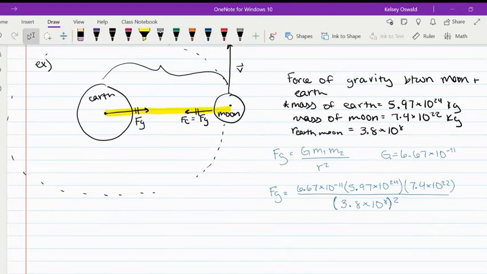So when we plug that into our calculator, we should find that the force of gravity between the Earth and the moon is 2.1 times 10 to the 20th newtons. So the moon attracts the Earth with 2.1 times 10 to the 20th newtons, and the Earth attracts the moon with 2.1 times 10 to the 20th newtons as well.